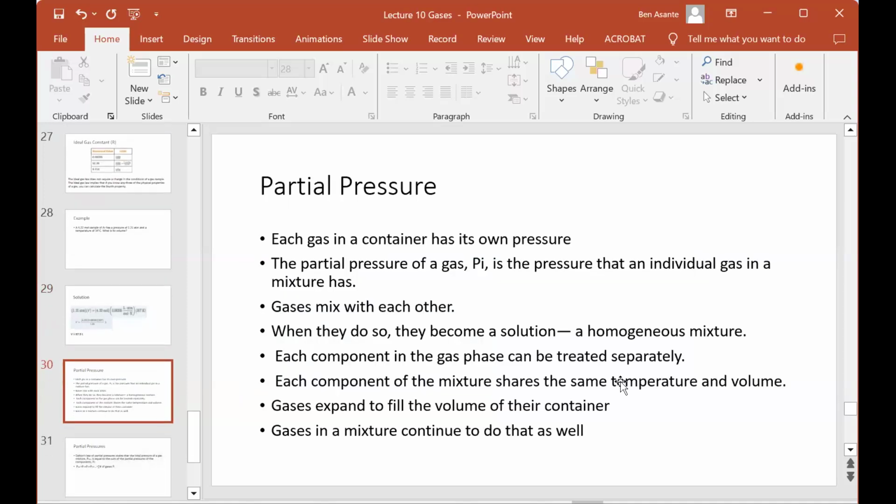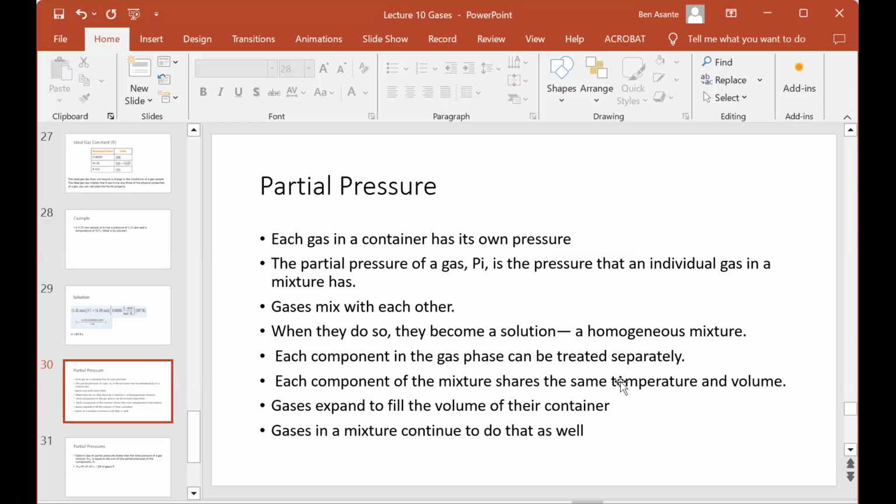Now let's talk partial pressure. Each gas in a container has its own pressure. The partial pressure of a gas, Pi, is the pressure that the individual gas in a mixture has. So if you put 10 gases in a container, all of them will have their own partial pressures. If you put two, they will have their own partial pressures. If you put one, that one gas will have its own partial pressure, because there is only one gas. If you really want to know, you can find each one of them and then add them all together to give you the total pressure of the gases in there.